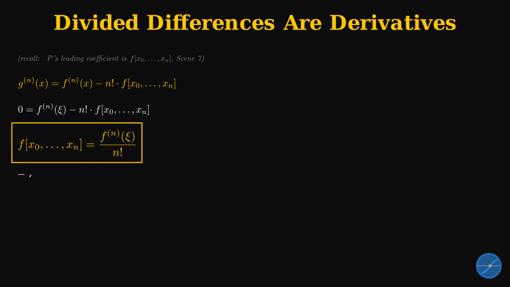So the top of the table equals the nth derivative divided by n factorial, at some point in the interval. Arithmetic and calculus give the same answer. Remember this. It's how we bring in slopes next time, and it's the basis of the error formula later.